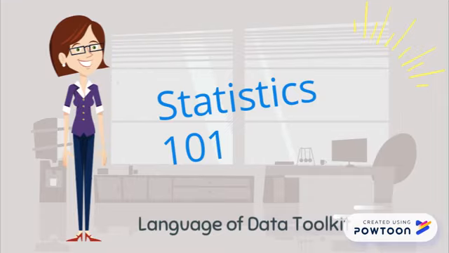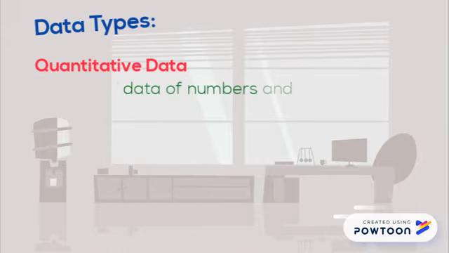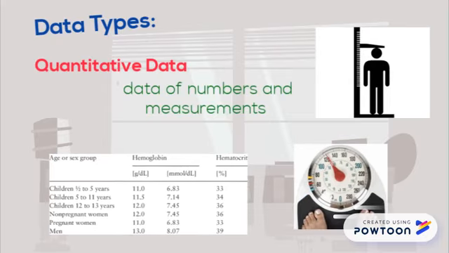Are you ready to learn about statistics? Let's jump right in. The first type is quantitative data. Quantitative data is the data of numbers or measurements. For example, height, weight, or scores could be categorized as quantitative data.